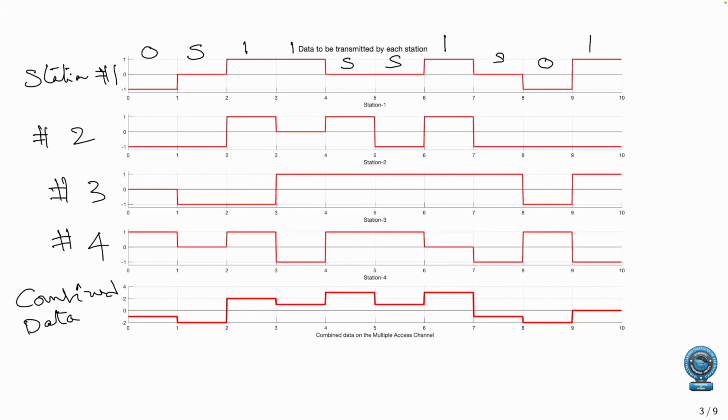So all 4 stations are using common pulses. Whenever they want to send a 1, they use a pulse of +1. And whenever they want to send a 0, they use -1, all the 4 stations. Because of this, it is very difficult to extract the individual data from this combined waveform.